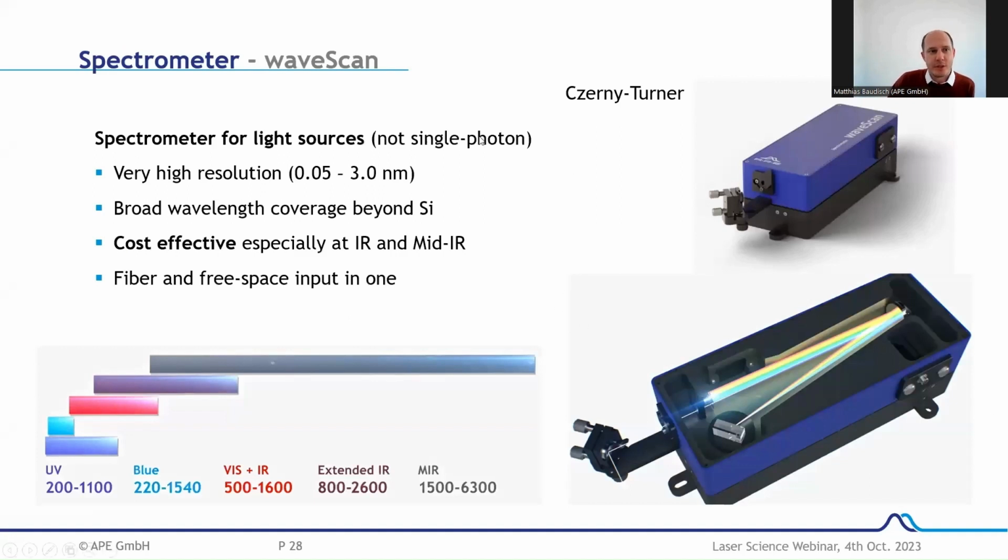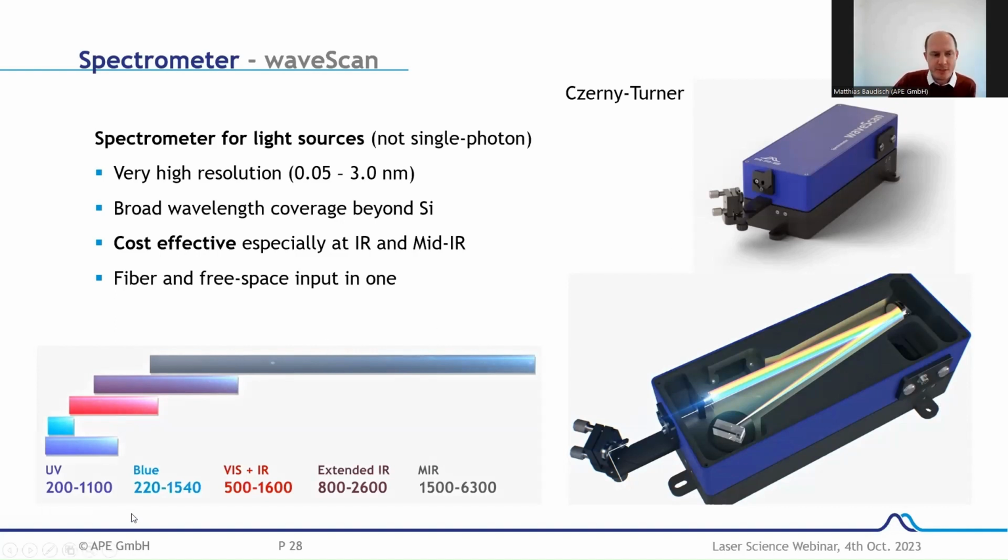Yeah, so one thing is a spectrometer, a WaveScan. This is meant to be a spectrometer to measure the spectrum of your light source, so of your laser. So it's not a single photon detector or something. It's really a typical laser spectrometer. The nice thing about this device is that it has very high resolution and broad bandwidth coverage.